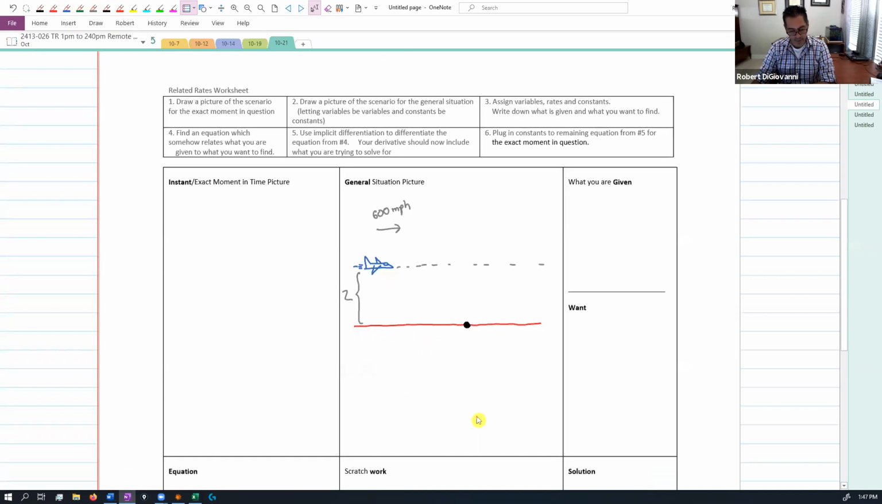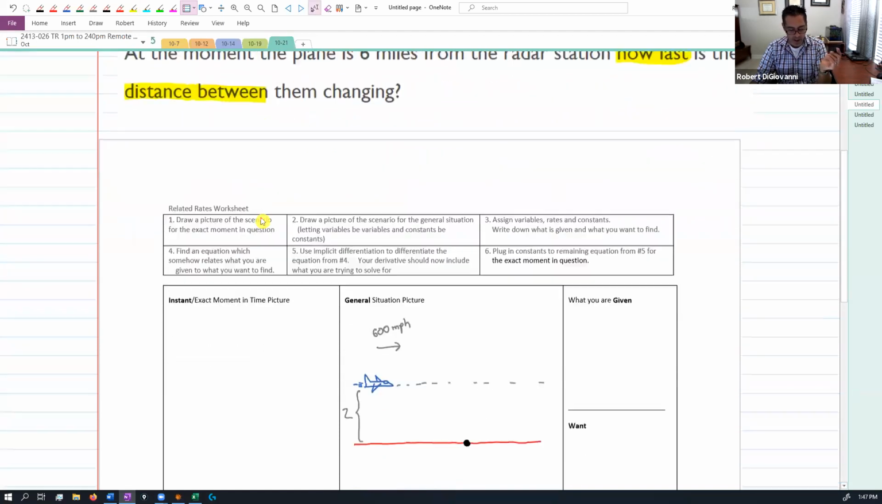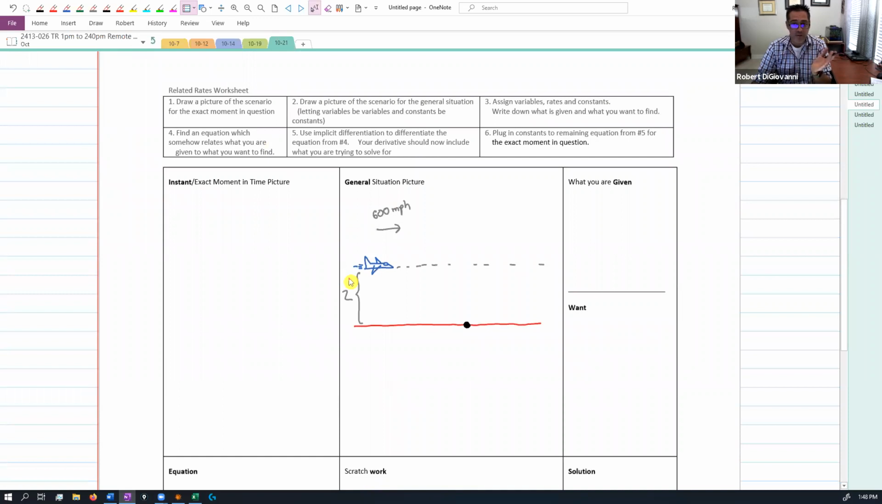Now, I don't have a single variable labeled at all on this picture, do I? Let's see, what are they asking? At the moment the plane is 6 miles from the radar station, how fast, okay, they want to know the derivative of something. How fast is the distance between them changing? I'm interested in the distance between them, right? That is changing throughout, depending on where the plane is. So I need to label that in my picture.